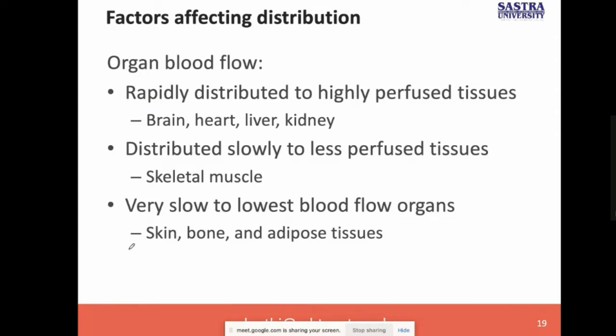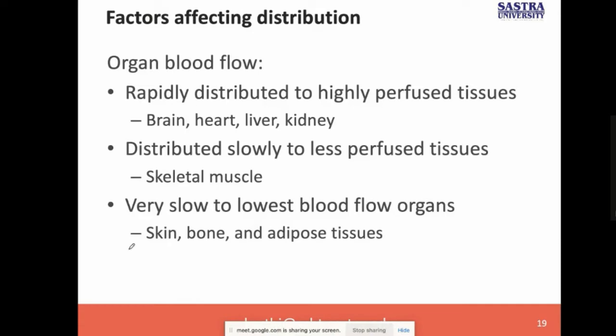Once again, let me repeat what is meant by distribution. Distribution is the process by which the drug molecule that is present in the circulation will be taken and distributed to all the organs, tissues and cells of the body. What are the various factors which affect the distribution process?